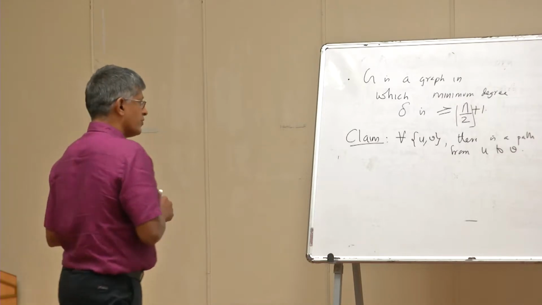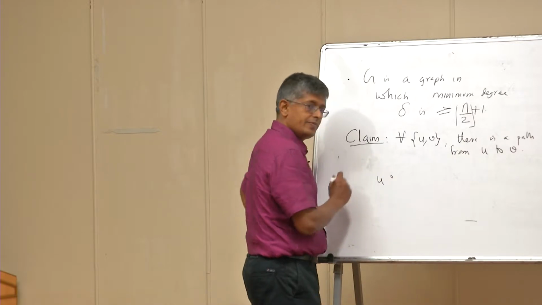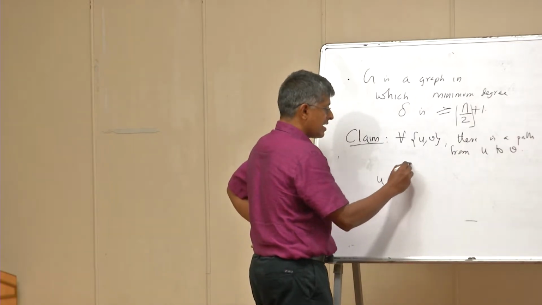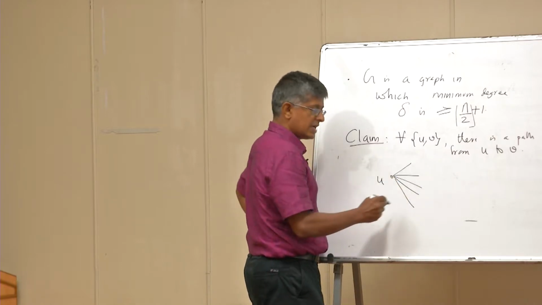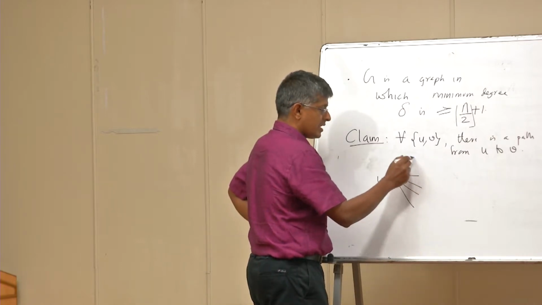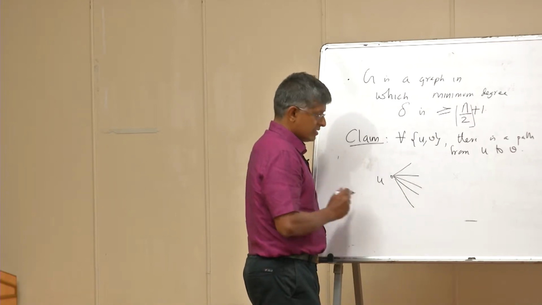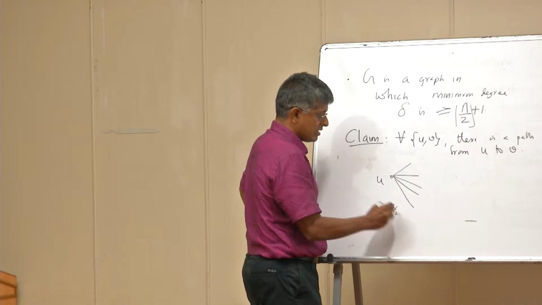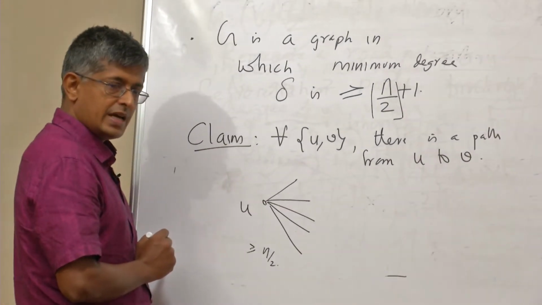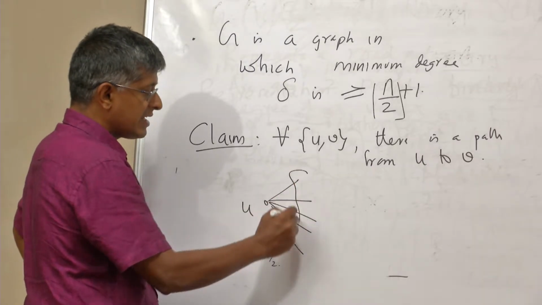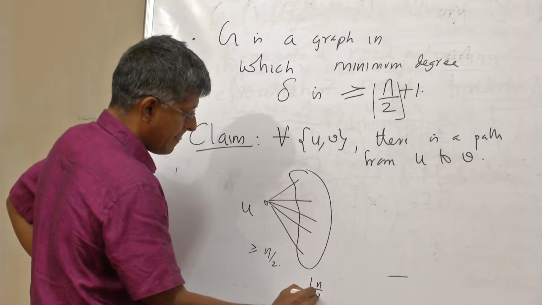So let's try to do a proof of this. Let us start at a particular u. Its neighborhood is at least the floor of n by 2 plus 1. Which means half the vertices are here. So therefore there are at least n by 2 vertices here. Correct? Because how many vertices are here? It is floor of n by 2 plus 1.